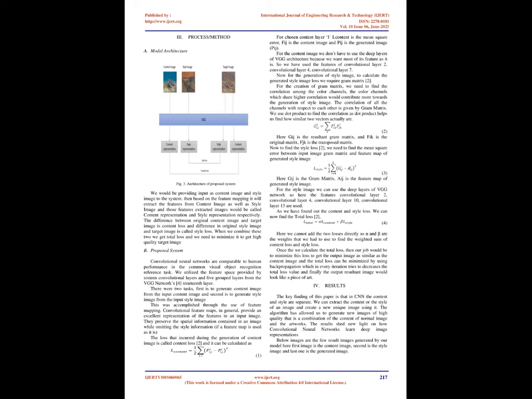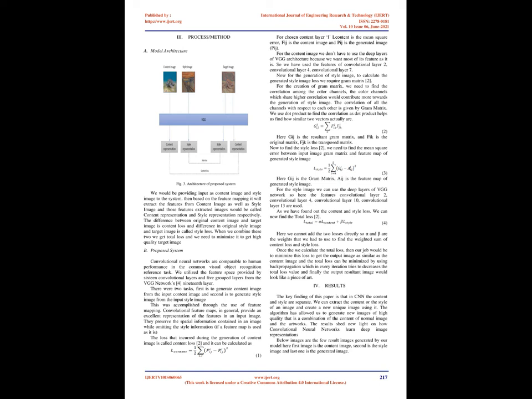In the proposed system, convolutional neural networks are comparable to human performance in the common visual object recognition reference task. We utilized the feature space provided by 16 convolutional layers and 5 pooling layers from the VGG 19 network. There were 2 tasks. First is to generate the content image from the input content image, and second is to generate the style image from the input style image. This was accomplished through the use of feature mapping.